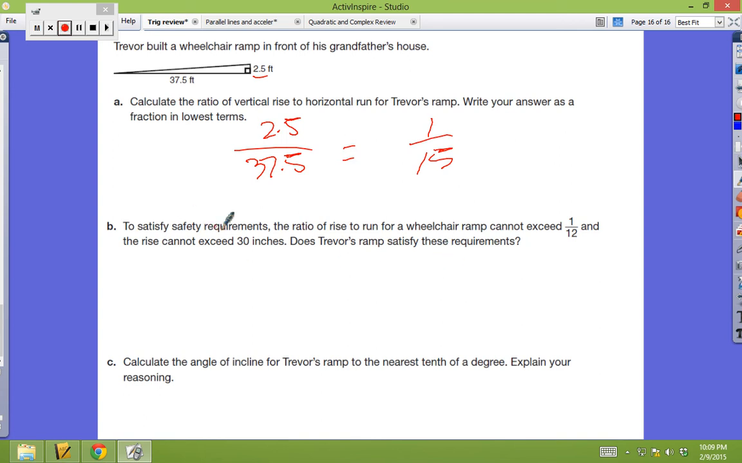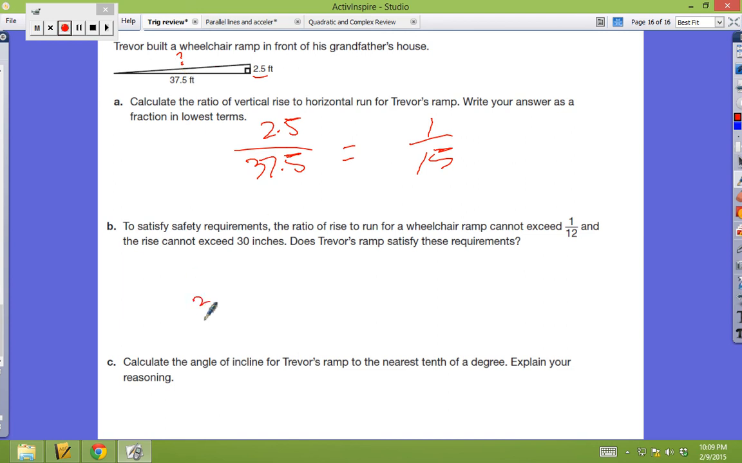Okay, so to satisfy safety requirements, the ratio cannot be greater than 1/12. So the question is, it cannot be greater than 1 to 12. Is 1 to 15 going to exceed 1/12, and cannot exceed 30 inches. The ramp can't exceed 30 inches, so that's the hypotenuse. That's what we don't know. We got to figure out what that is.